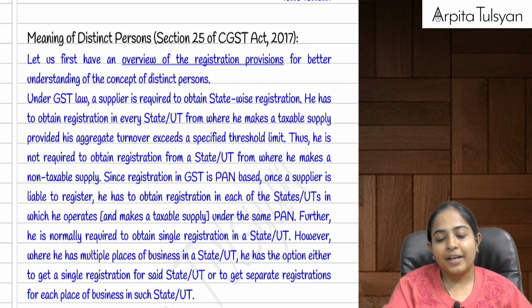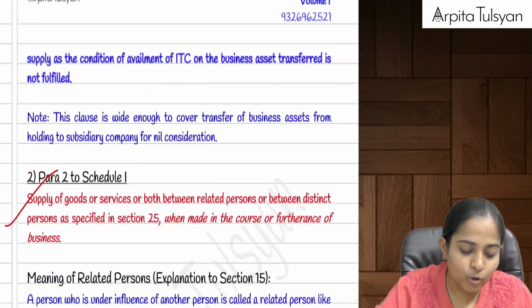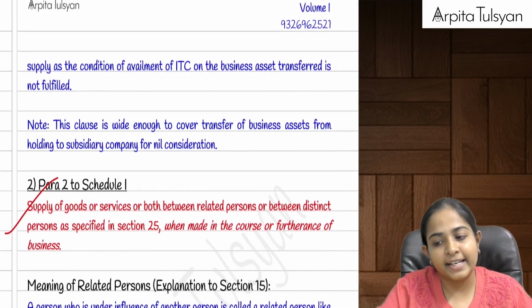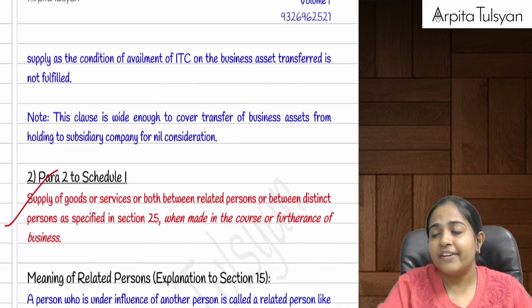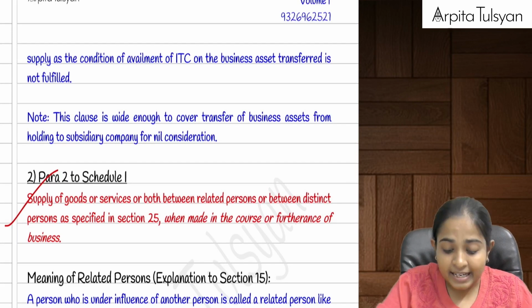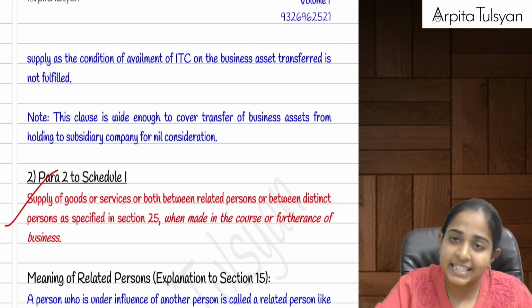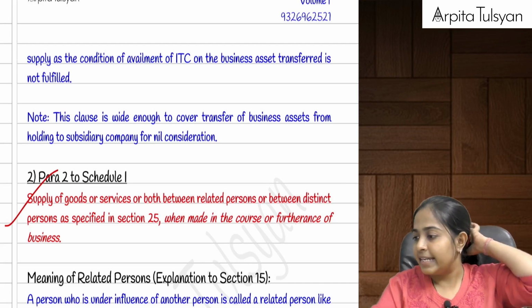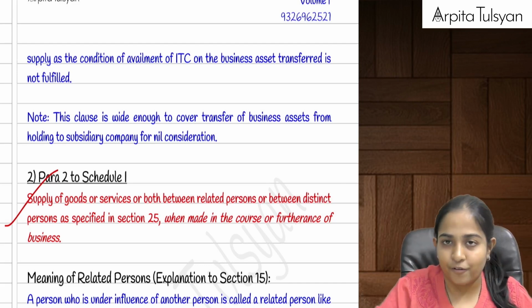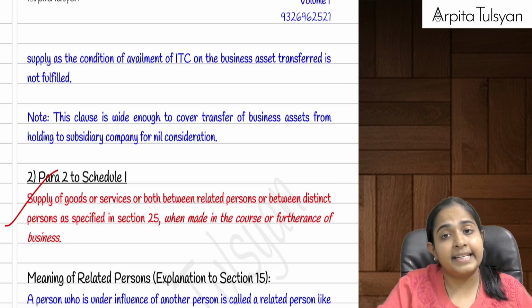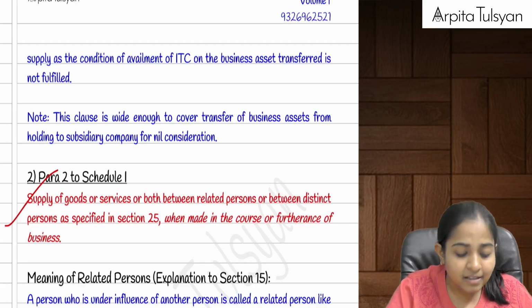Okay. So the conclusion of para 2 to Schedule 1 is, if there is any supply of goods or services between related persons, or between distinct persons, or between establishments of distinct persons, and if it is done in the course of business, then it will be considered as a supply.